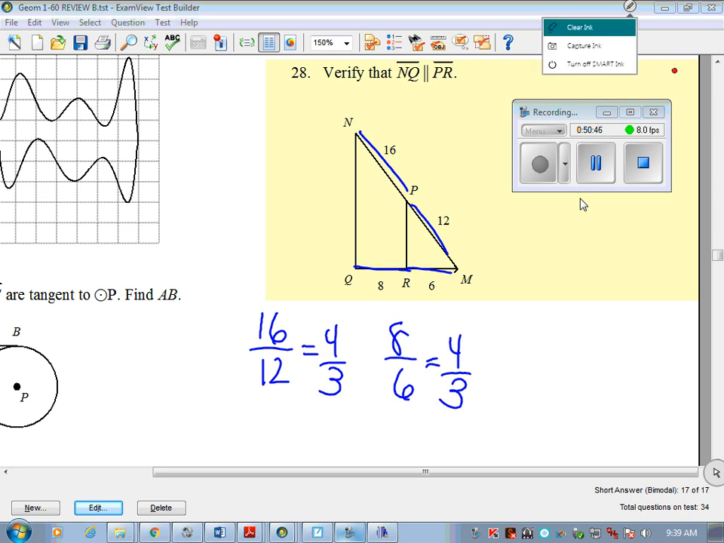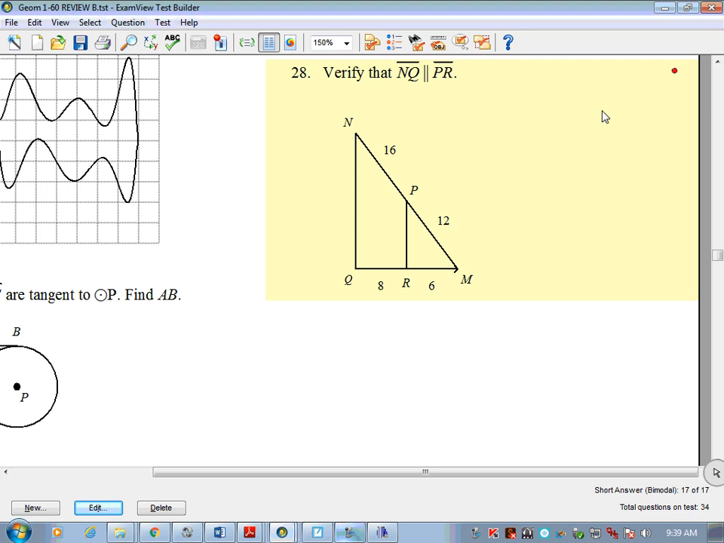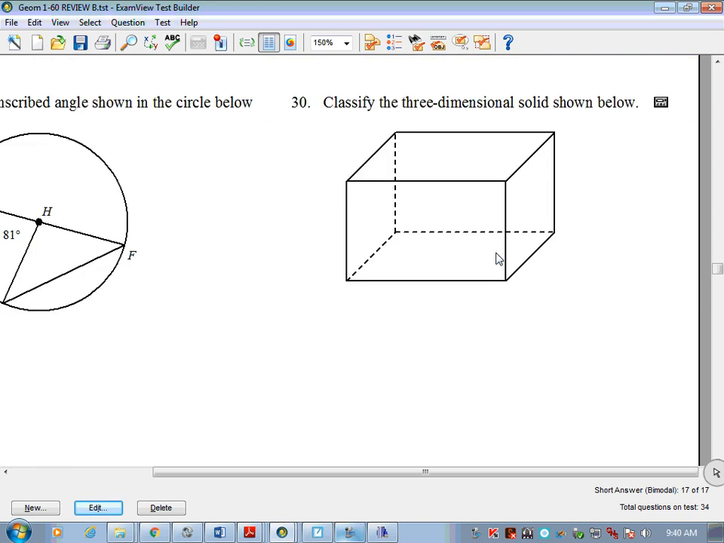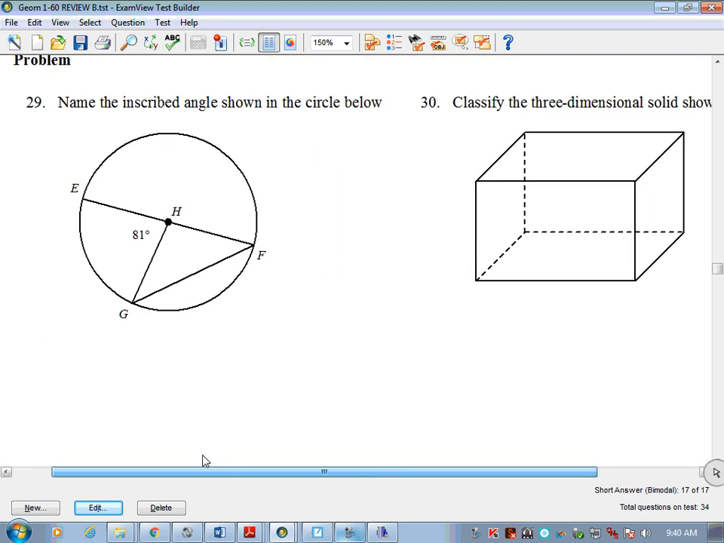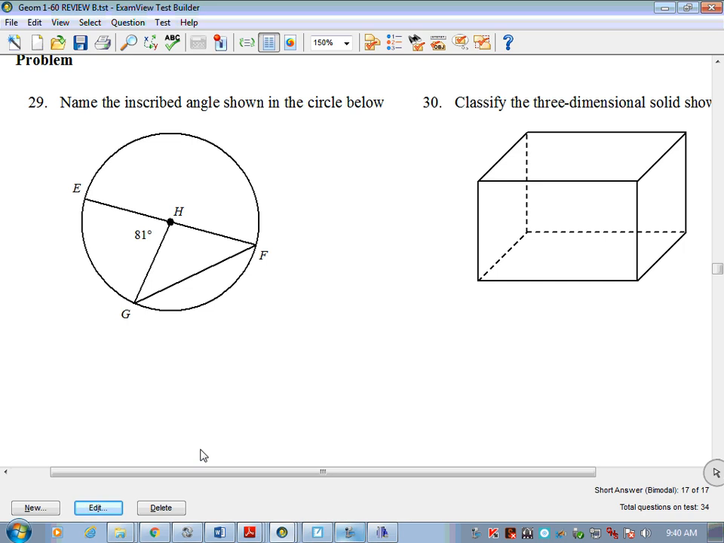Okay, so if you're just watching this, I sure hope that you are at least reading the subtitles or reading the closed captions. Okay, let's come down here to 29. Name the inscribed angle shown in the circle below. Okay, inscribed angle. Let me come back to this. 29.